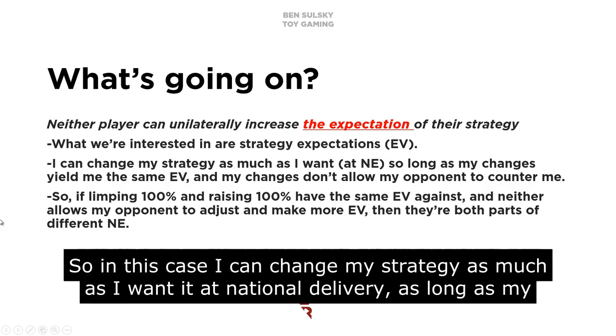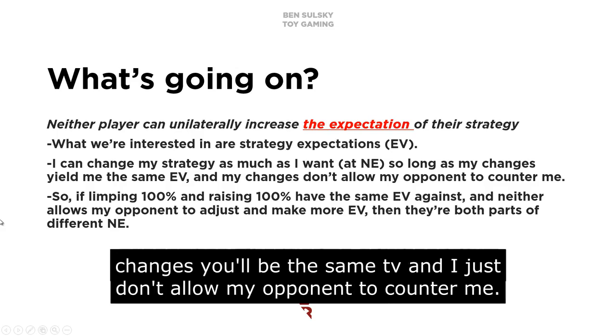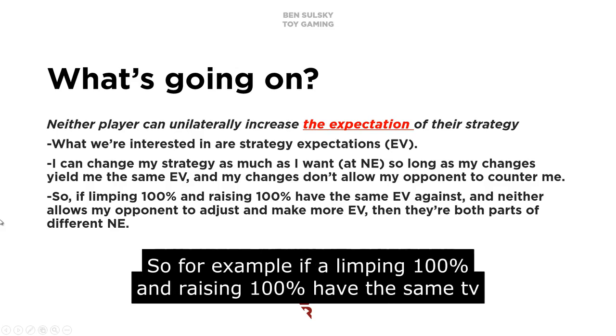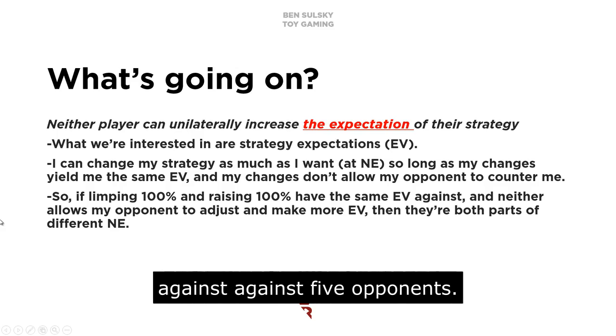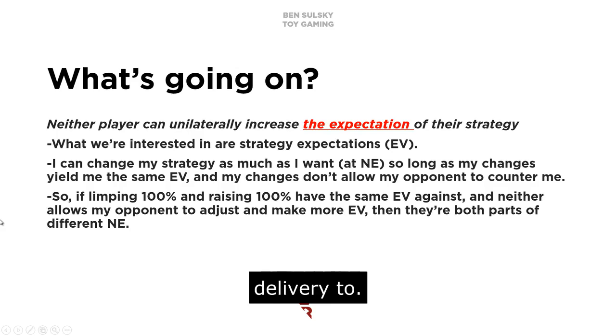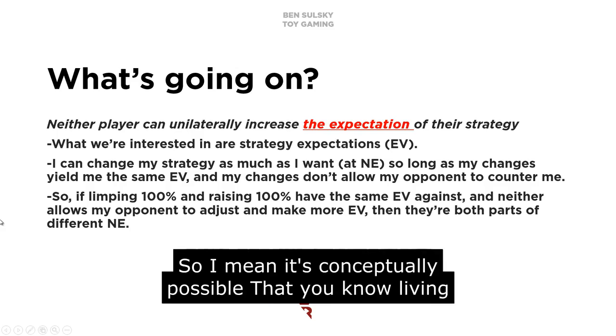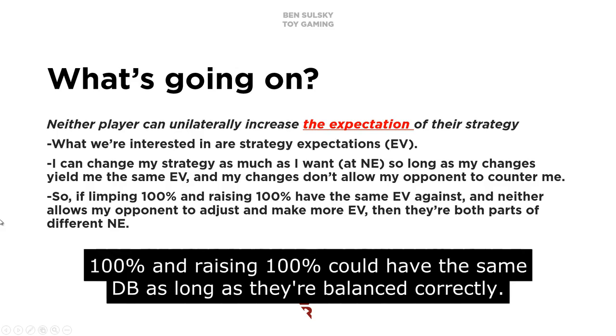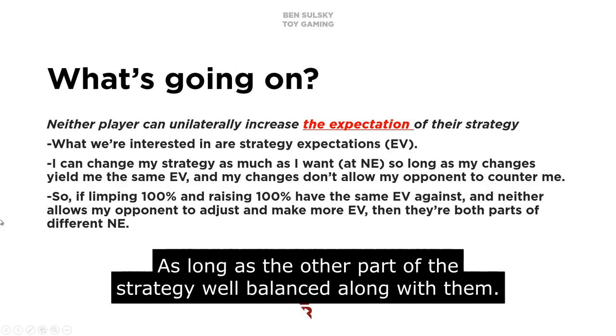So in this case, I can change my strategy as much as I want at Nash equilibrium as long as my changes yield me the same EV and my changes don't allow my opponent to counter me. For example, if limping 100% and raising 100% have the same EV against my opponent's best counter strategy, and neither allows my opponent to adjust to make more EV, then they're both parts of different Nash equilibria. It's conceptually possible that limping 100% and raising 100% could have the same EV, so long as the other parts of the strategy were balanced along with them.